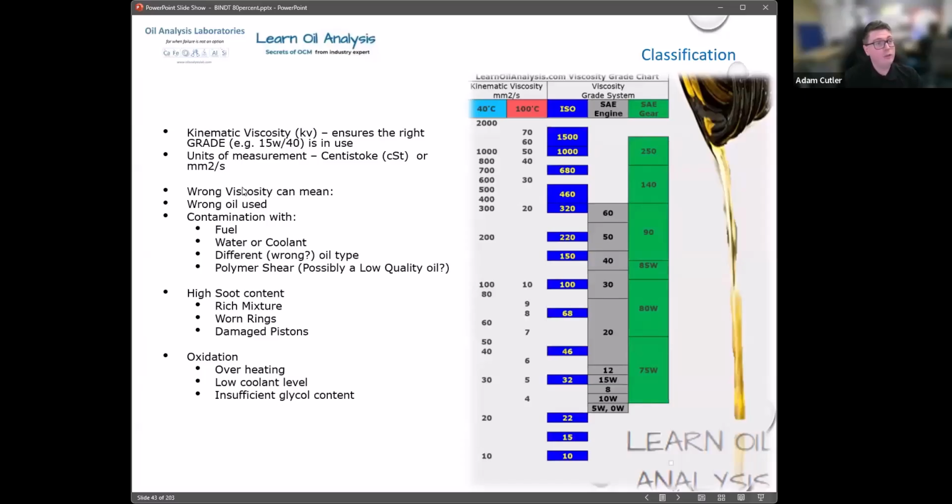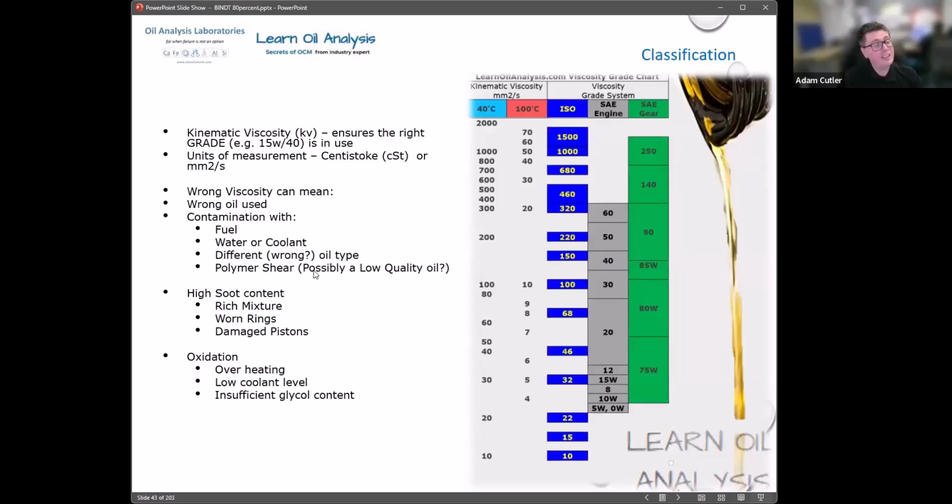But viscosity can change. We obviously know it changes with temperature, but also between sample to sample as we're doing condition monitoring. And so there's a few causes you can have for that. You could have fuel contamination. A fuel is much thinner than oil, and so that can reduce the viscosity. You can have water. Water is actually thinner than the oil itself, so that can reduce viscosity. You can have a wrong oil. You may accidentally mix a 68 with 100. That's going to bring it down.